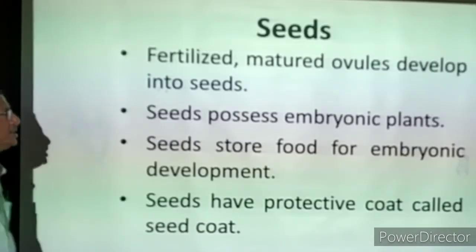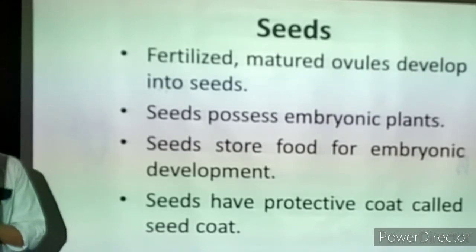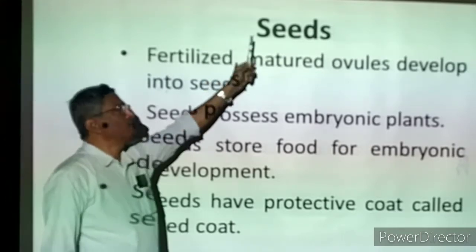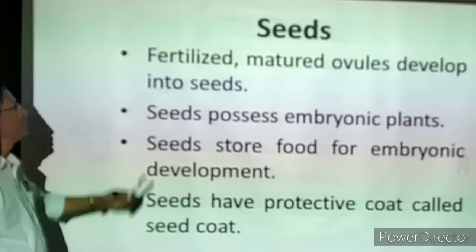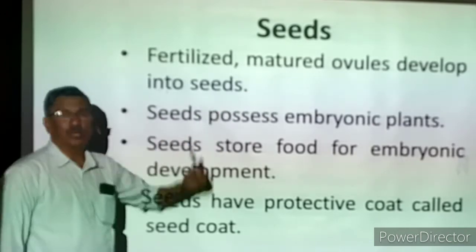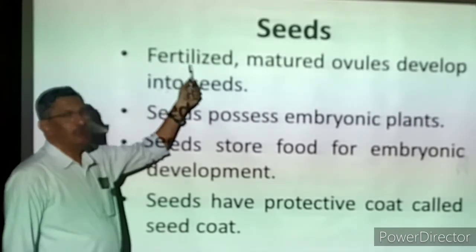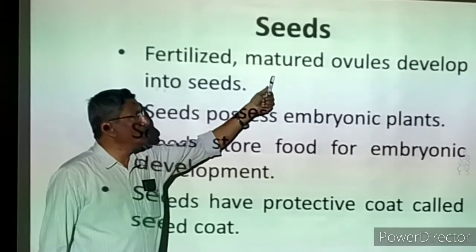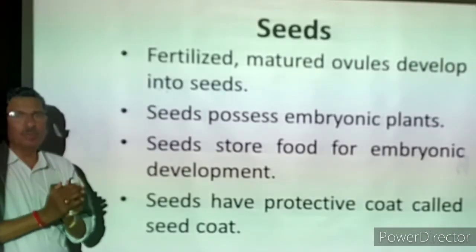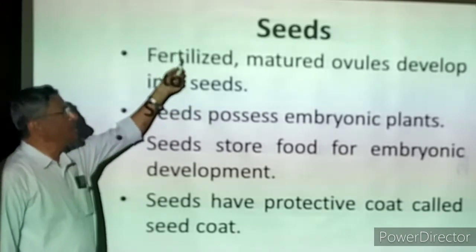Now we are coming to the seeds. Inside the fruits, seeds are present. Yes, the fruit may contain only one seed or an enormous number of seeds. Now we have to know some details about the seeds. The seeds are nothing but fertilized, matured ovules developed into seeds. Once the fertilization is over, the fertilized ovules, matured ovules, develop into seeds. In the introduction topic of the fruit, I told that the wall of the ovary develops into pericarp. The fertilized ovules develop into seeds. That is only the first point.